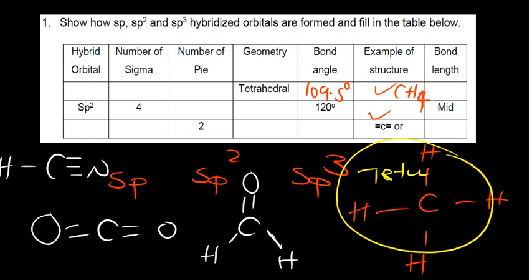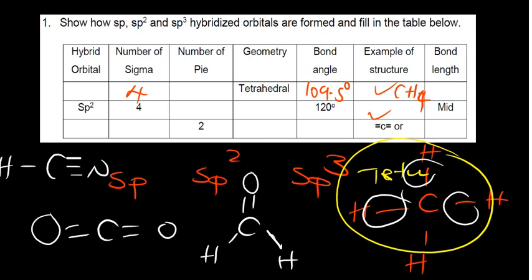Then the number of pi bonds. What is important to understand is that in every bond, there's supposed to be a sigma bond. A pi bond only exists when you have more than one bond between two atoms. So if you only have a single bond, it is only sigma. The rest are referred to as what? Pi bonds. If you check this structure, we only have single bonds, which implies that we only have sigma bonds. And how many are they? There are four. So we have four sigma bonds there.